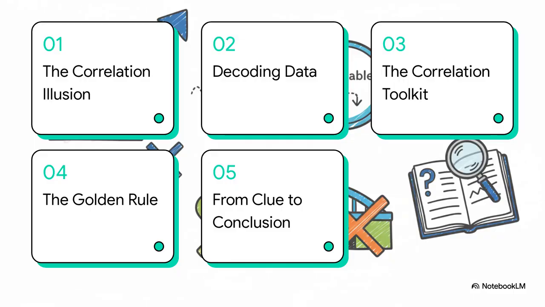Here's what we've got lined up. We're going to start with a pretty surprising illusion that trips up even the experts. Then, we'll decode what correlation is actually measuring, check out the tools we use to find it, and cover the one golden rule you absolutely, positively cannot forget. And finally, we'll see how you take this thing from just a clue to a real, solid conclusion.